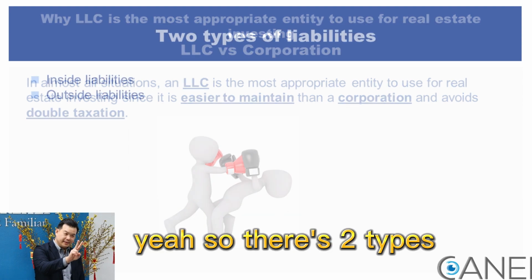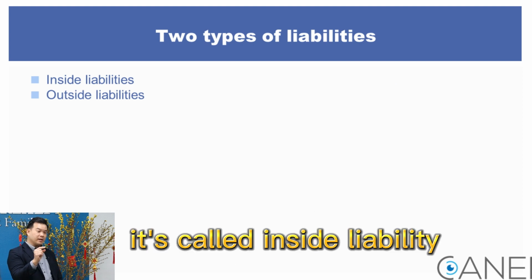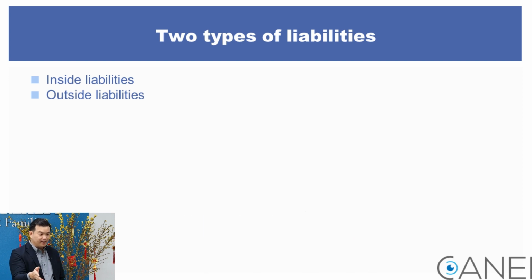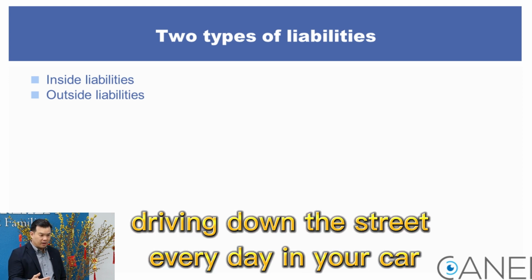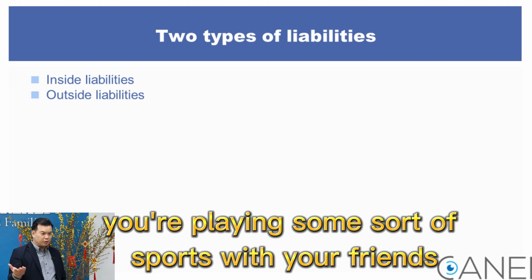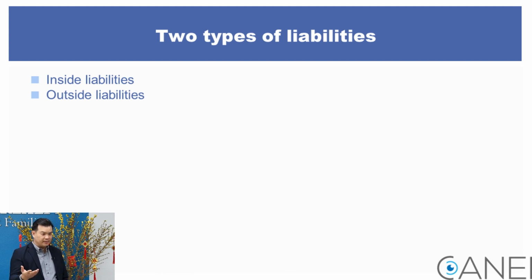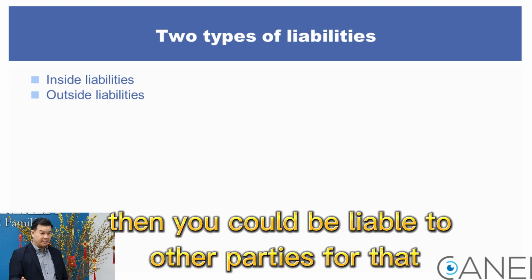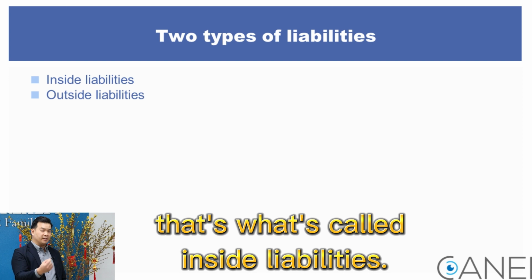Yeah, there's two types of liability. There's one called inside liability, meaning what you do personally, right? You driving down the street every day in your car, or playing some sort of sports with your friends or strangers. If you do something wrong in a personal manner, then you could be liable to other parties for that. That's what's called inside liability.